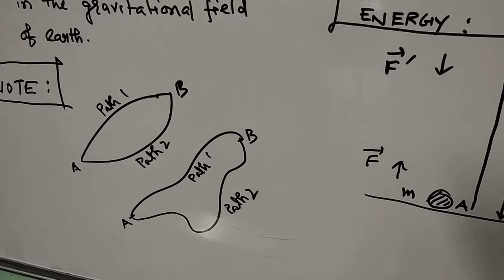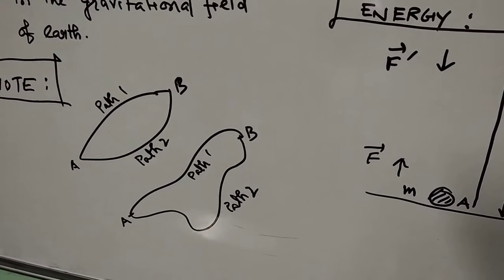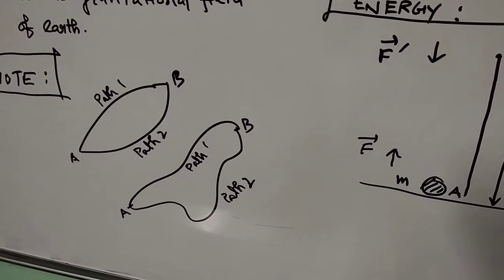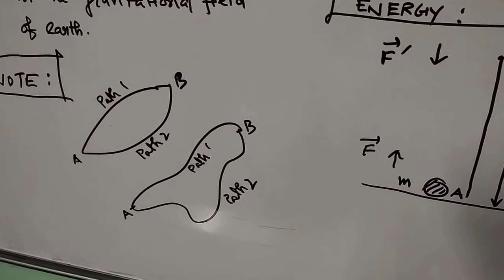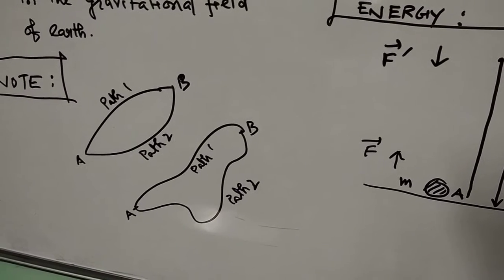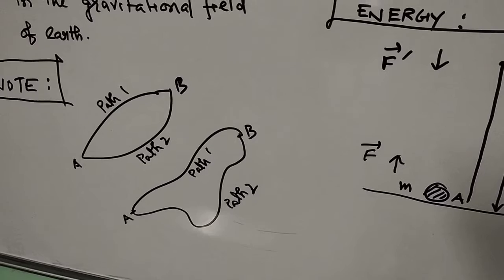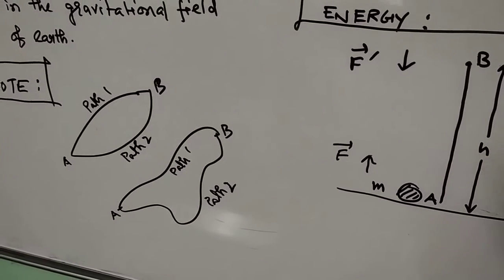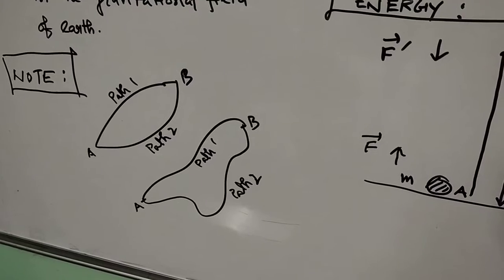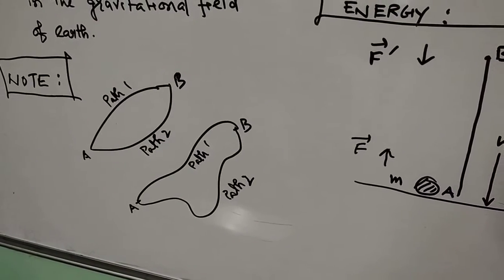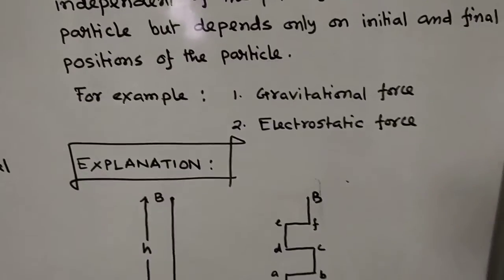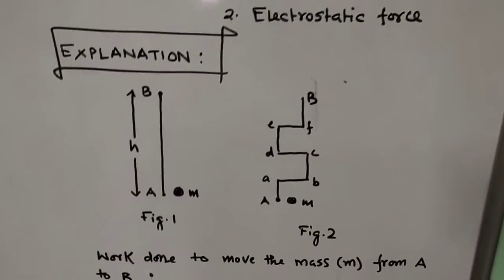But if the destination is same, then the work done by the force is, or the force is said to be conservative force by which we have done the work to move the particle from A to B. So it is independent of the path followed, but it depends on the initial and final position. Now there are a few examples of conservative force: gravitational force, electrostatic force. These are the conservative forces.